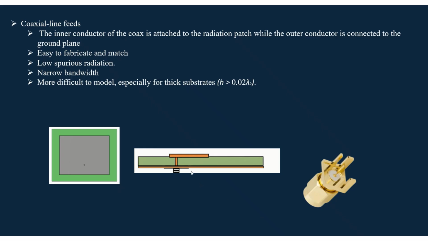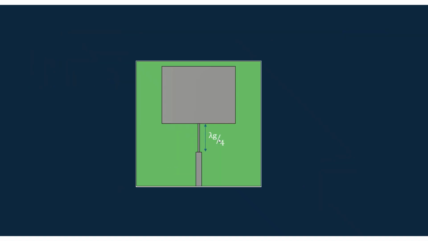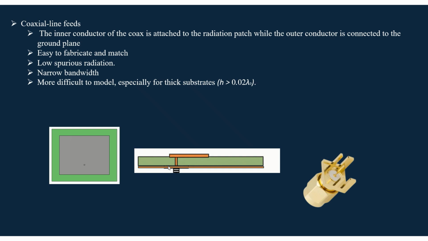In this case, we can see that it is very easy to fabricate and match. In edge feeding, we have to design these feed lines and we have to make sure that the width of the patch is matching to 50 ohm. But in the case of probe feed, it is very easy to match and it has low spurious radiation.